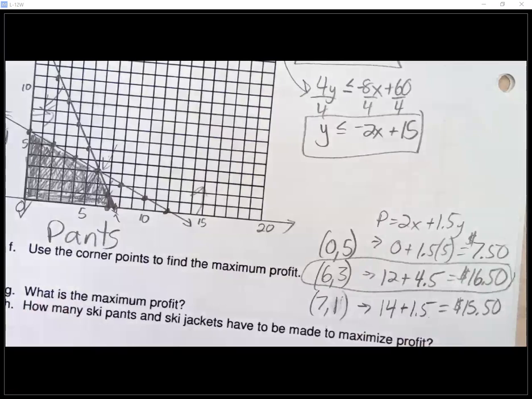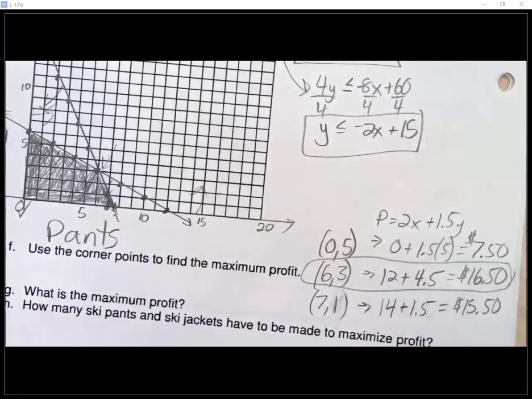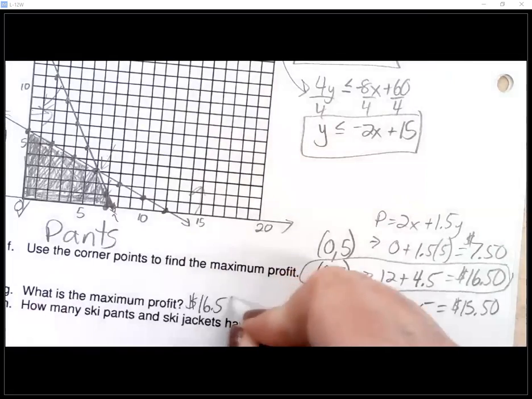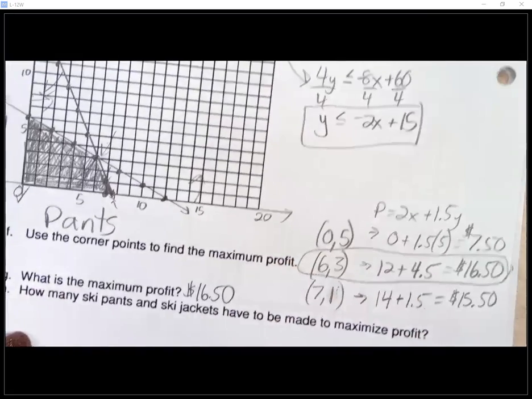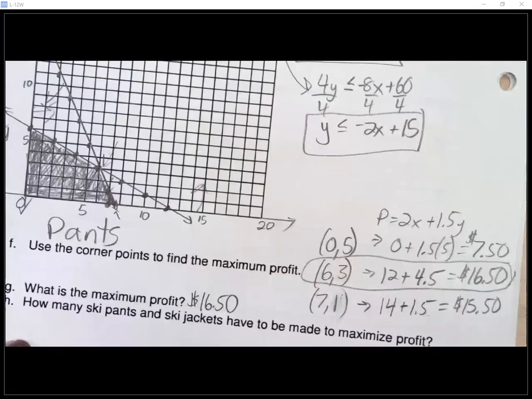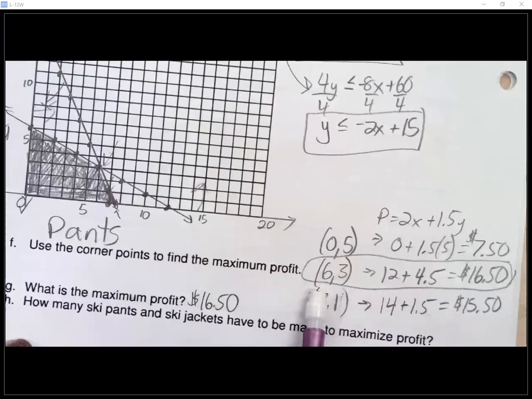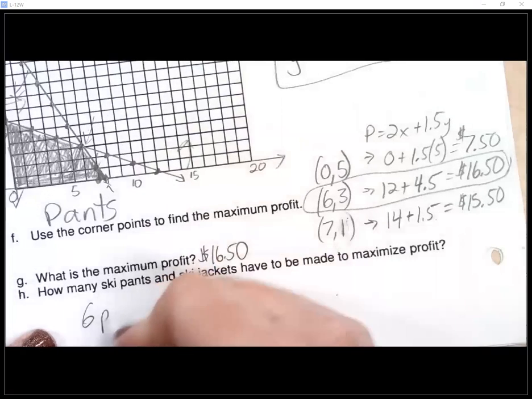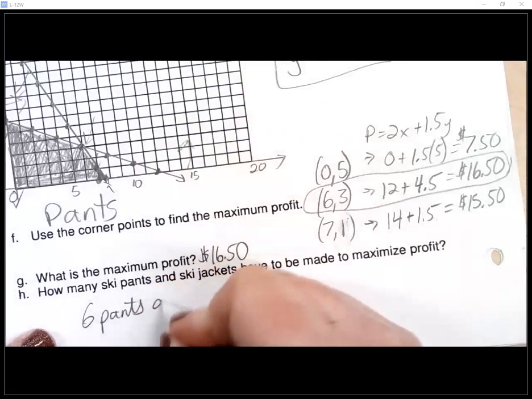So they're asking in part G, they want to know what is that maximum profit? Looks like it's going to be $16.50. And how many ski pants and jackets that was, so just make sure we're matching them up. X was what, pants? So I should have 6 pants and 3 jackets, we said.